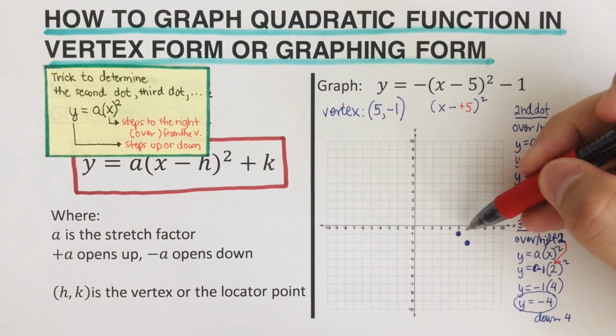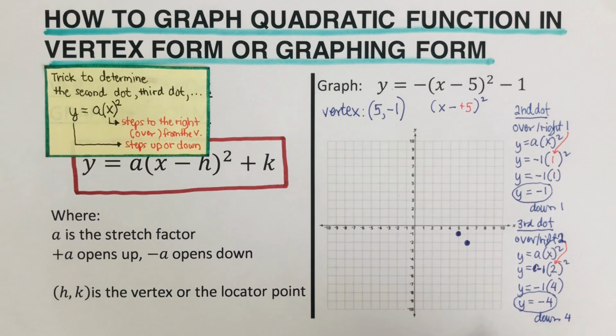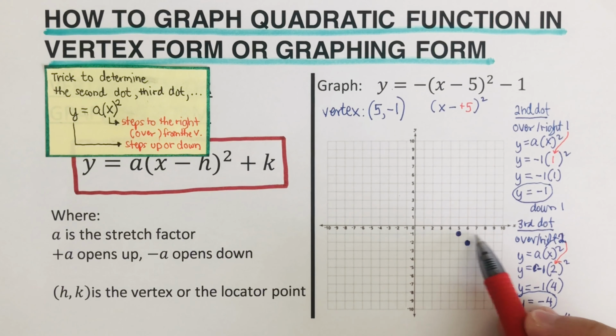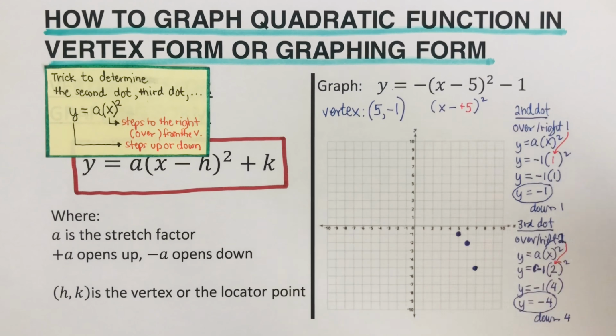So over 2 from the vertex. It's always from the vertex. That's what it says here, from the vertex. So that is right 2. So from the vertex, 1, 2. And then down 4. So 1, 2, 3, 4. So this is where the second dot is going to sit.